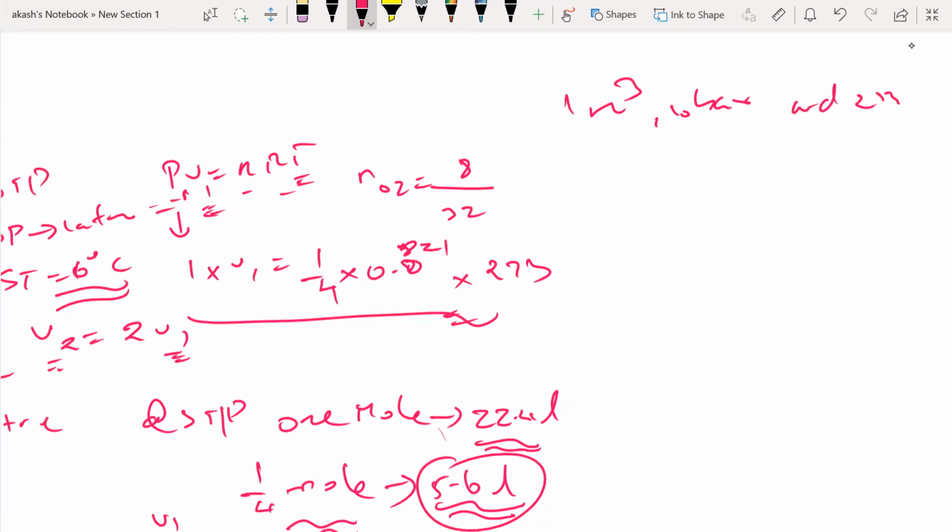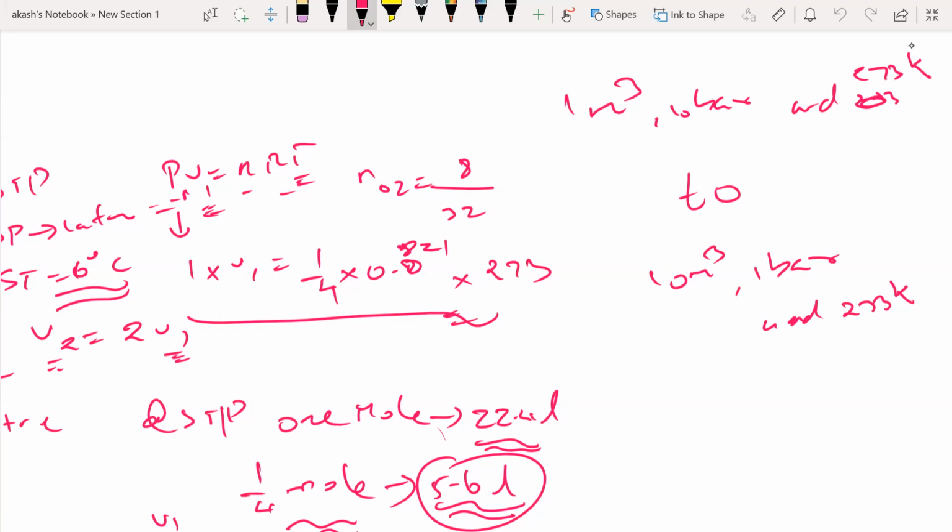and 273 Kelvin, to 10 meter cube, 1 bar and 273 Kelvin. And the question is: calculate the work done.